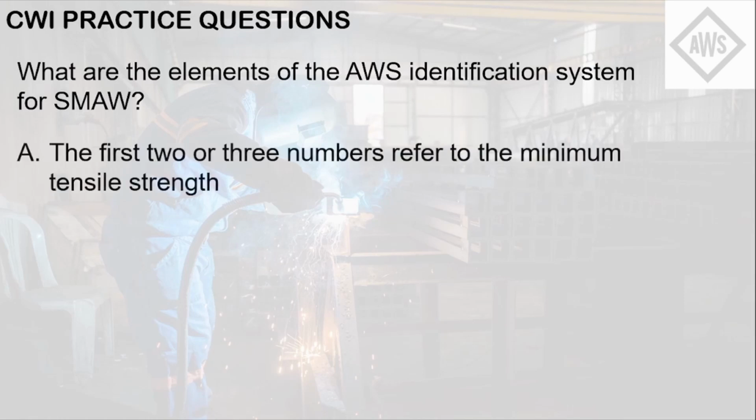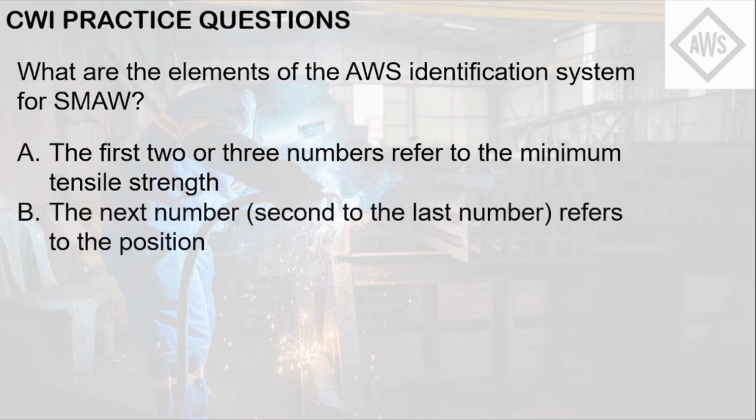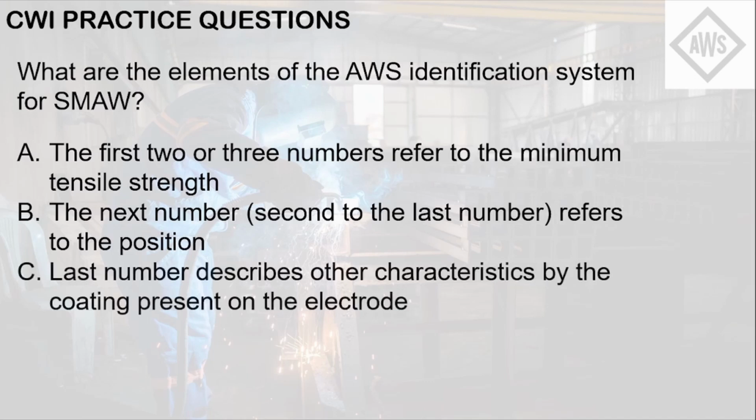Letter A, the first 2 or 3 numbers refers to the minimum tensile strength. Letter B, the next number, second to the last number, refers to the position. Letter C, the last number describes other characteristics by the coating present on the electrode. Letter D, all of the above.